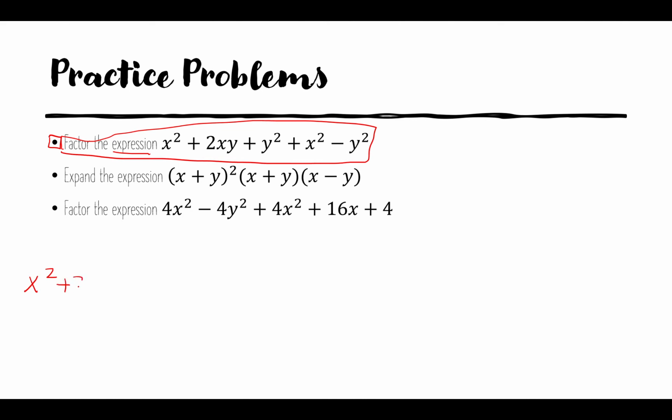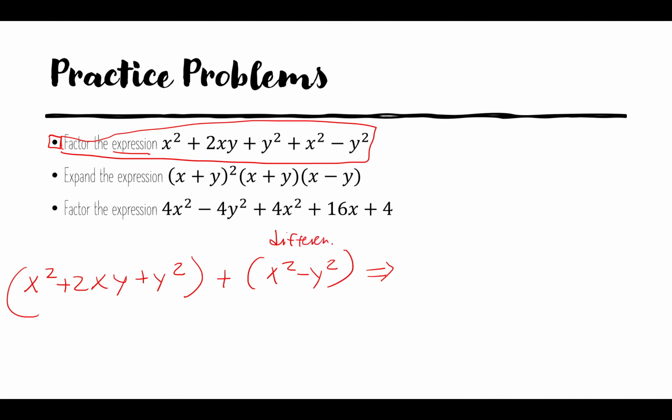x squared plus 2xy plus y squared, plus x squared minus y squared. And from here, we can immediately see two formulas being usable. In the case of x squared minus y squared, we have difference of squares. And in the case of x squared plus 2xy plus y squared, since the middle term has a plus sign, we can see that this is the square of a sum.